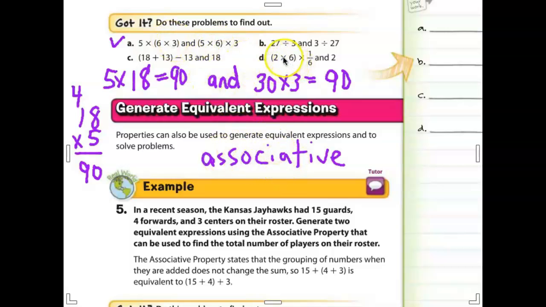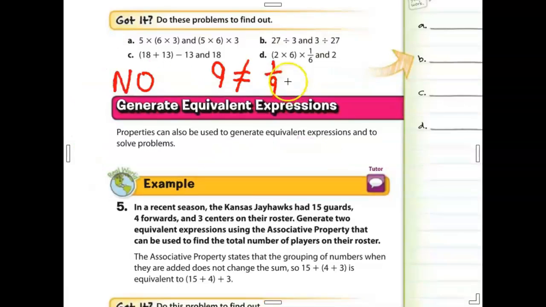All right, we're going to try one more. Well, we're going to do more than one more. Let's do B. If we have 27 divided by 3, is that the same thing as 3 divided by 27? Go ahead and solve that and then tell me whether yes or no they are the same. Okay, the answer is no, because 27 divided by 3 is 9, and 3 divided by 27 is 1/9. Those are not the same thing.